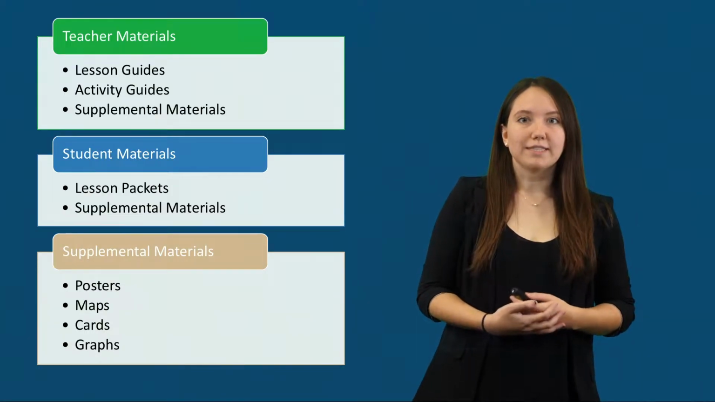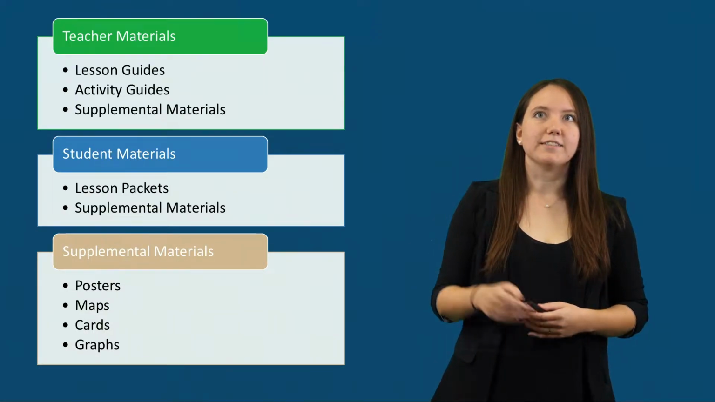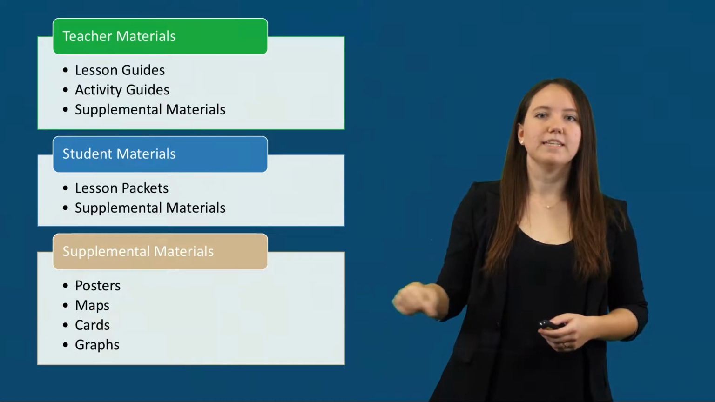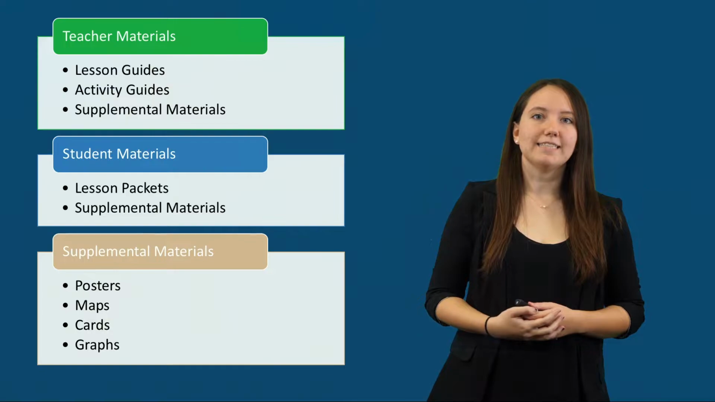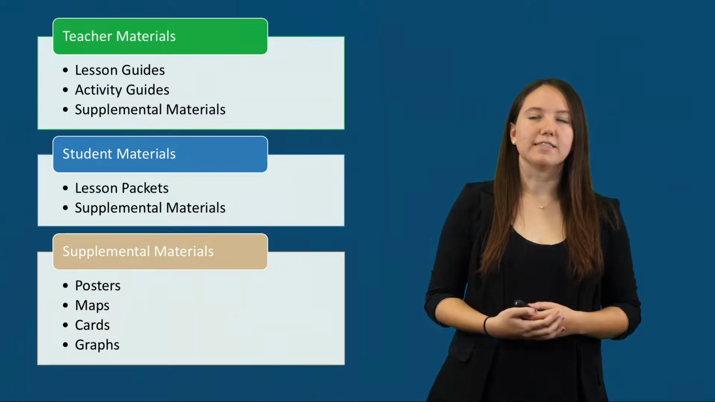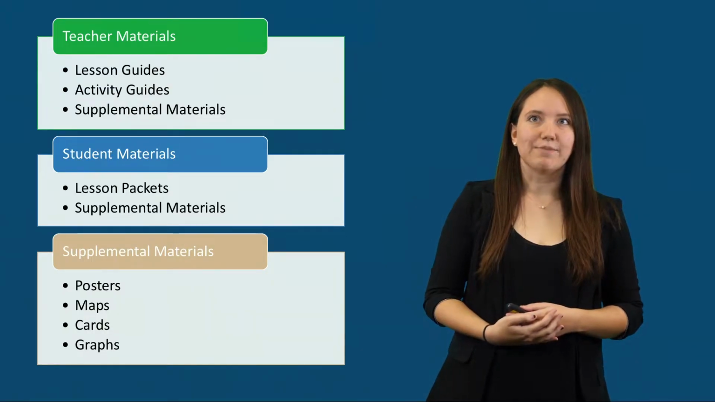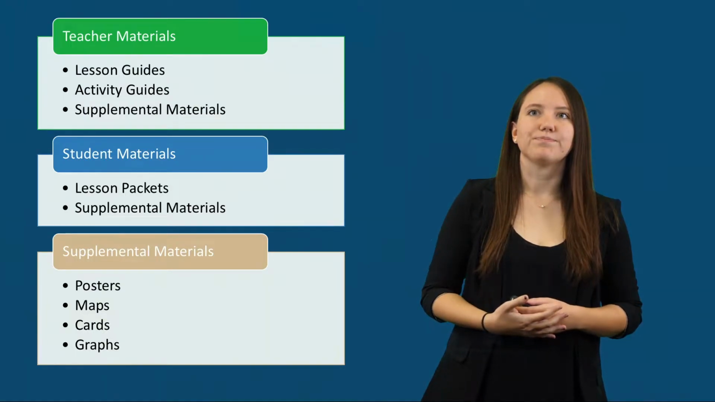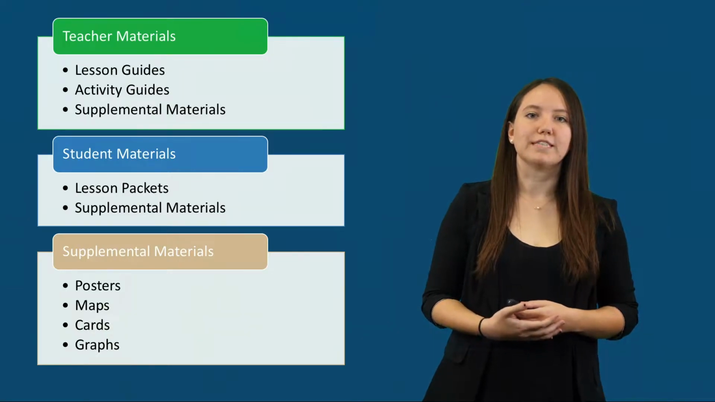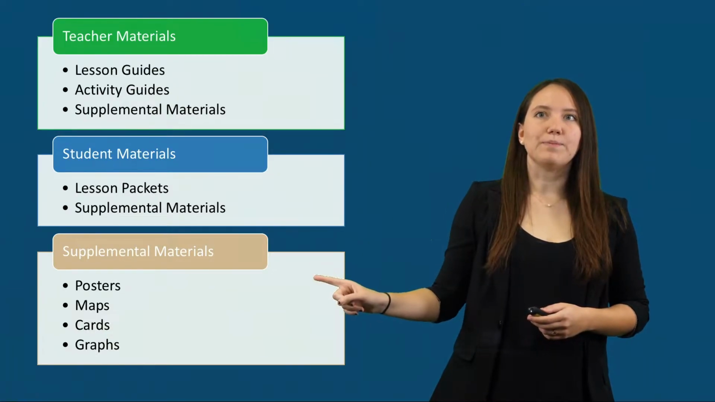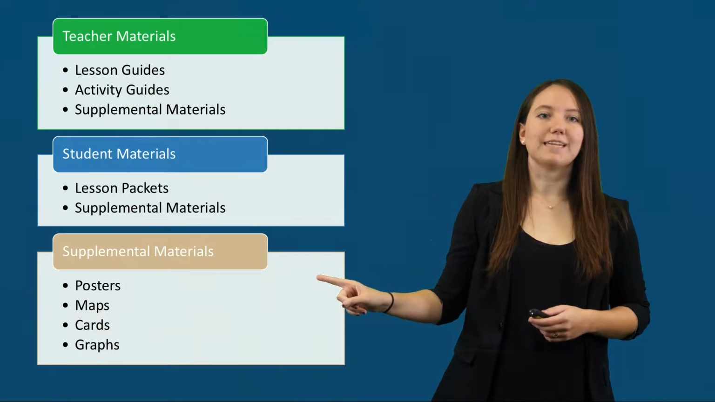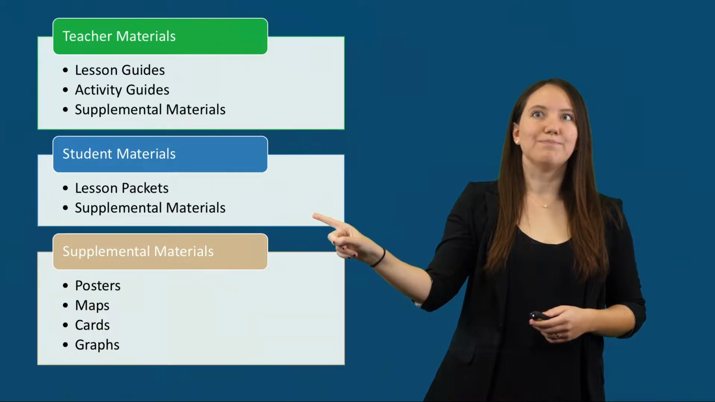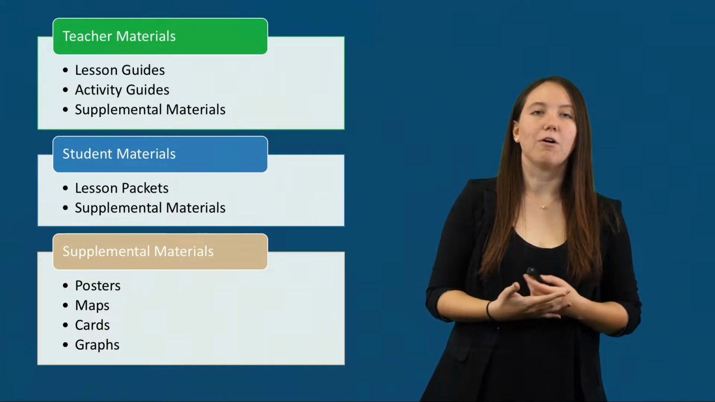The manual for this intervention includes 3 sets of materials: the teacher materials, the student materials, and the supplemental materials. The teacher materials include lesson guides, activity guides, and supplemental materials. The student materials include lesson packets and needed supplemental materials, and the supplemental materials include posters, maps, cards, and graphs. The supplemental materials seen here are included in a separate manual, but they're also included at the end of the teacher manual and the student materials manual as they're needed throughout all of the lessons.